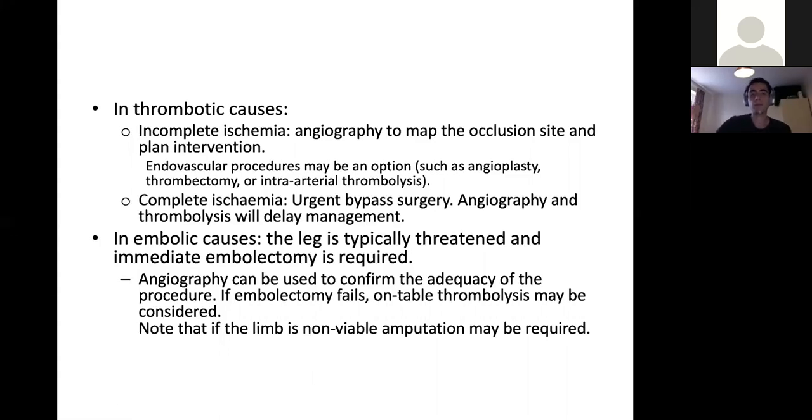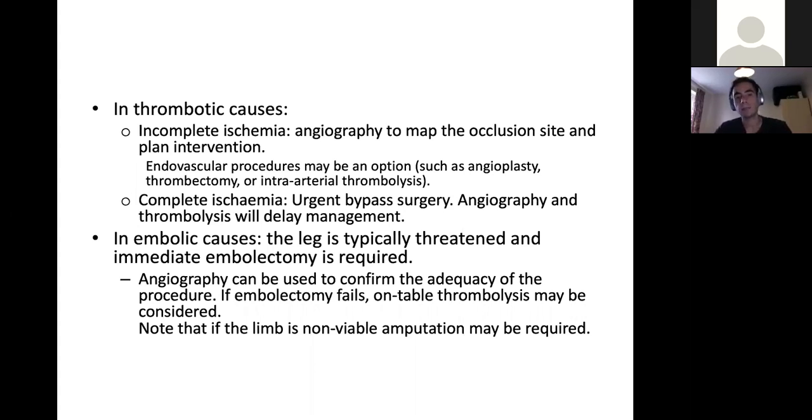Thinking about where the bypass options came in the question: when it comes to thrombotic causes, we need to think about whether it is incomplete or complete ischemia. If it's complete, then urgent bypass surgery is the management of choice, because doing an angiogram and thinking about thrombolysis will delay management. And where it's partial, angioplasty might play a part in the management of incomplete ischemia.